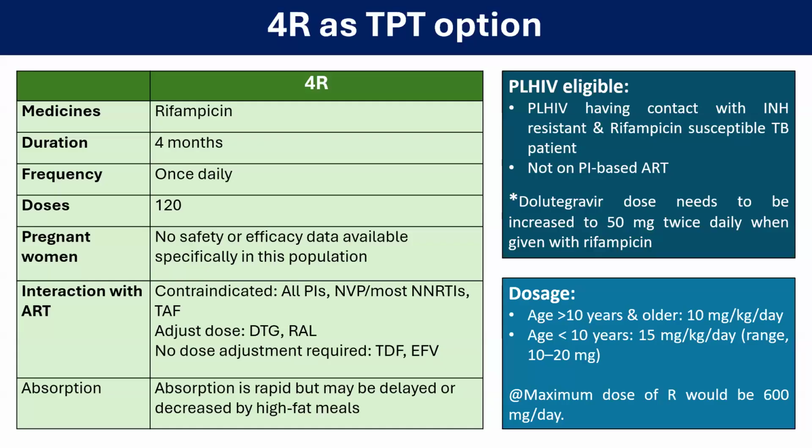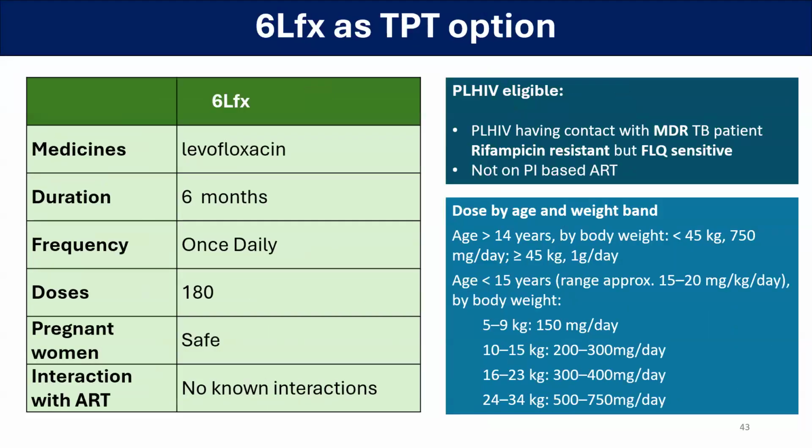So the eligible population: PLHIV in contact with INH-resistant and rifampicin-susceptible TB patients, and who are not on a PI-based regimen. Dolutegravir dose needs to be adjusted to 50 mg twice daily when given with rifampicin. We have seen in the earlier slide, it has to be continued till 2 weeks after completion of the ATT. So dosage: age more than 10 years and older, it's 10 mg per kg. For less than 10 years, it's 15 mg per kg. And the maximum dose of rifampicin will be 600 mg per day.